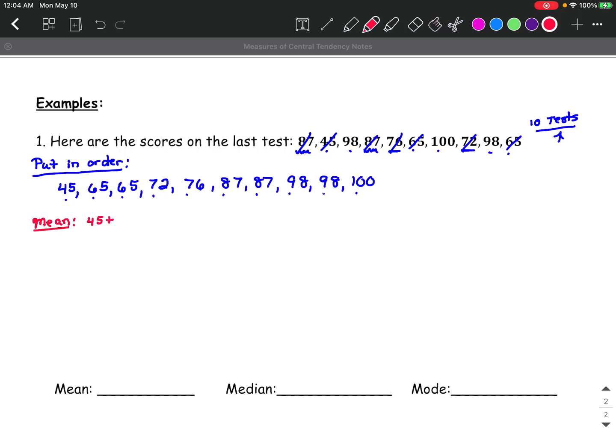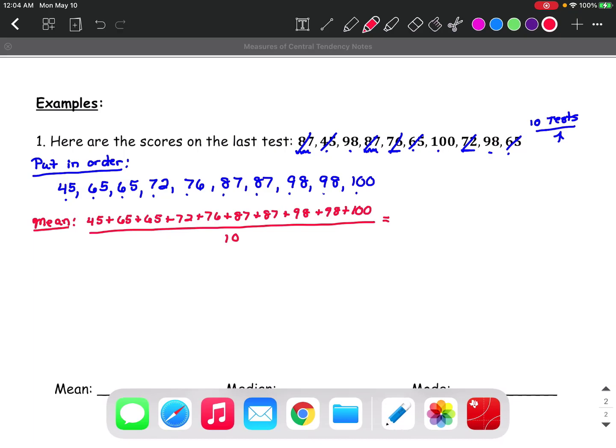It's crazy to write this all out. 45 plus 65 plus 65 plus 72 plus 76 plus 87 plus 87 plus 98 plus 98 plus 100. And then we're going to divide by, there are 10 tests. Now, if you guys are smart, work smarter, not harder. Pull out your handy dandy calculator, please.